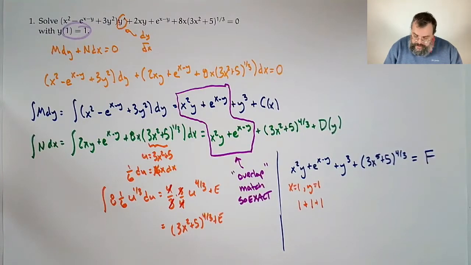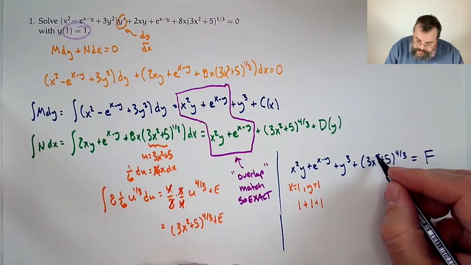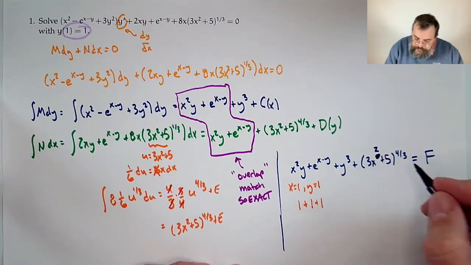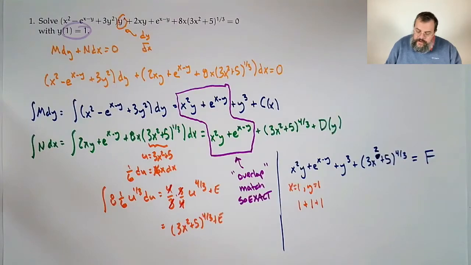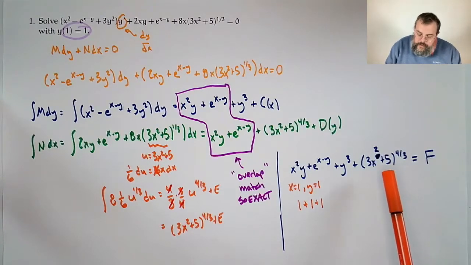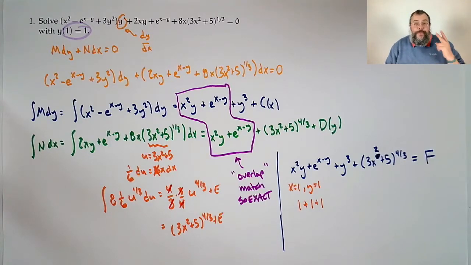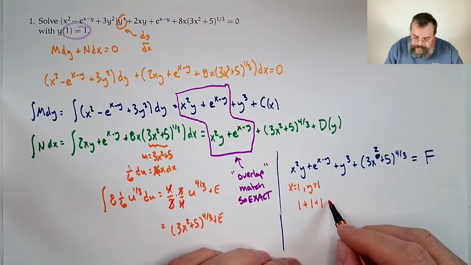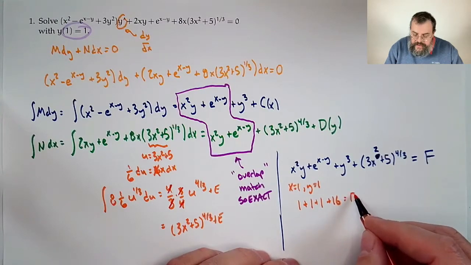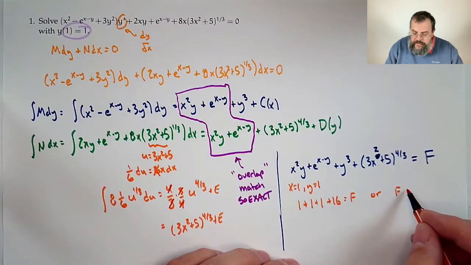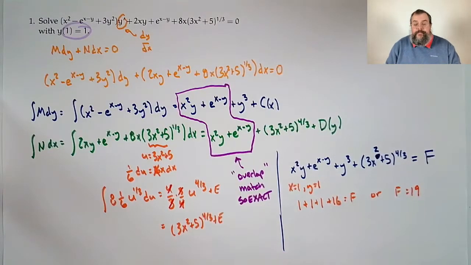Whoops. Why did I put 3x to the 5th? My goodness. I was getting ahead of myself. 3x squared. All right. Now, 3 plus 5, 8. Cube root of 8, 2. 2 to the 4th. Well, that's 2, 4, 8, 16. So, 1 plus 1 plus 1 plus 16 equals f, or f is 19.